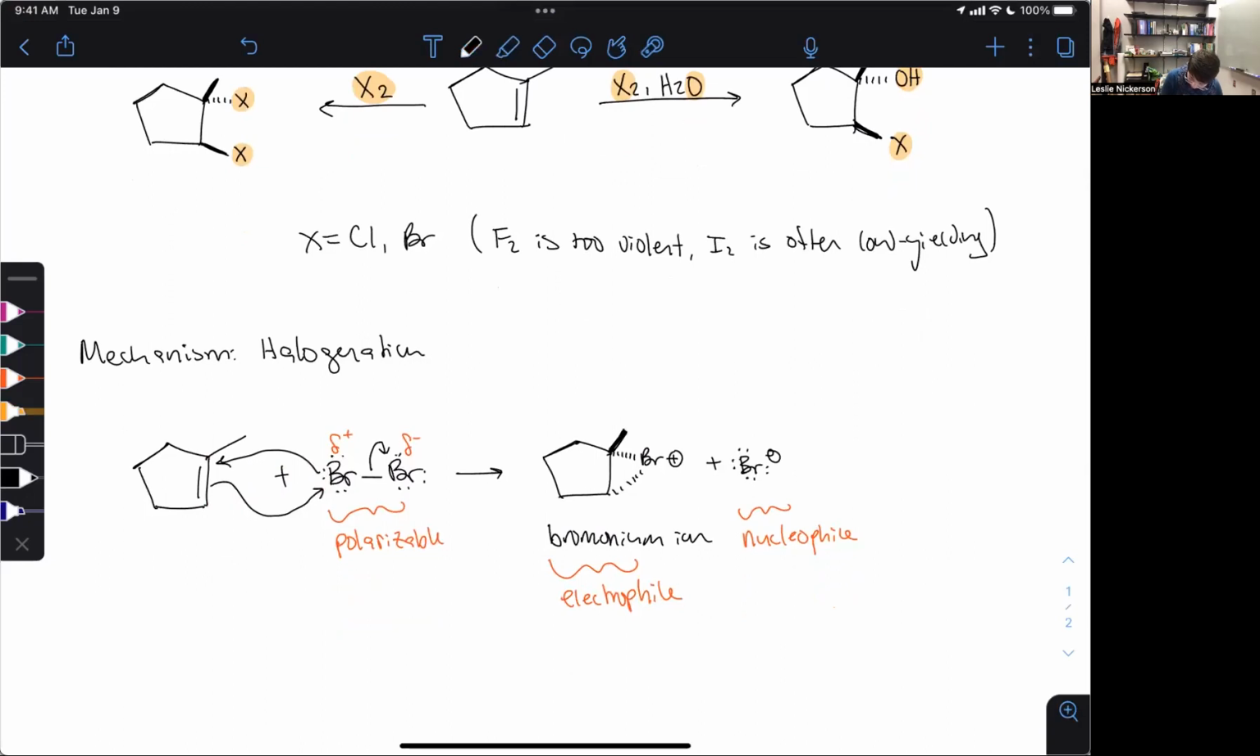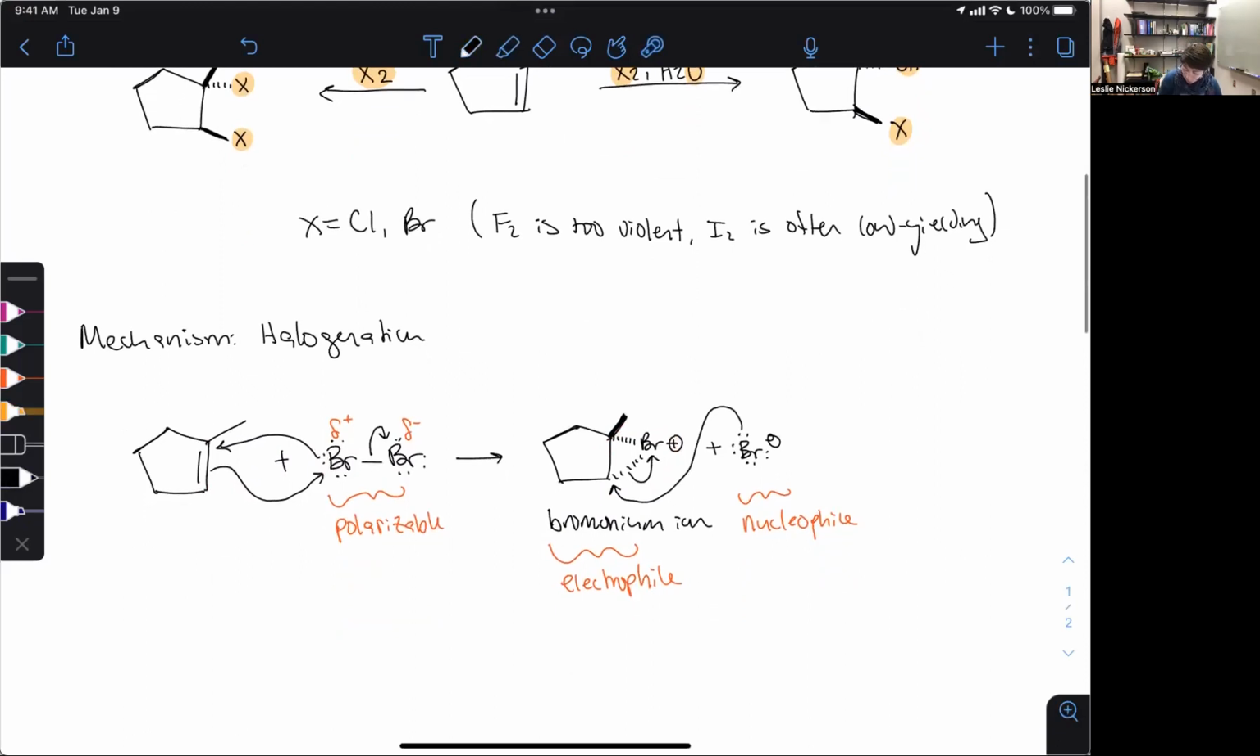So I'm going to first start by attacking that side and pop that open. Just like epoxides, we're coming opposite our leaving group. So if our bromine is pointing down, the other bromine that's acting as our nucleophile is going to attack from above. And that's going to give us inversion and anti-addition of our two bromine atoms.